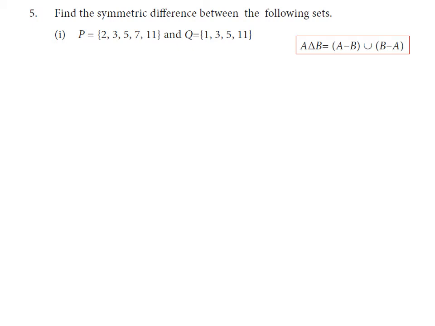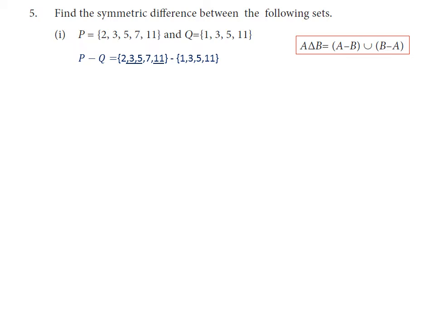So A delta B is equal to A minus B union B minus A. For that we have to find P minus Q first, then Q minus P. After that we have to write the union of P minus Q and Q minus P. So what is P minus Q? First you have to write the set P minus the set Q. Look at the set P; the common elements in P and Q will not come. So you leave the elements that are in the set Q. Looking at P only, we have to decide this.